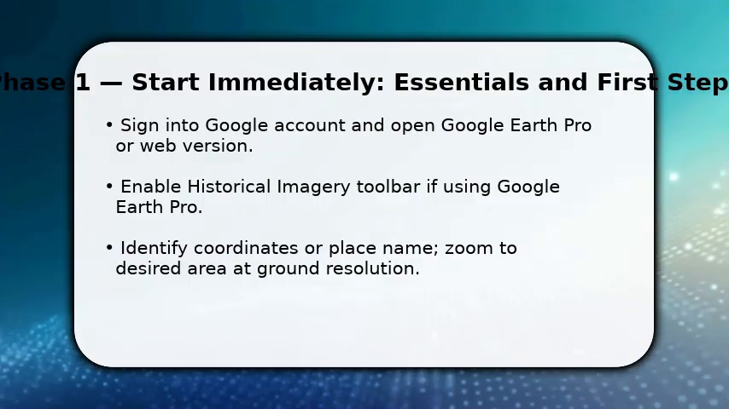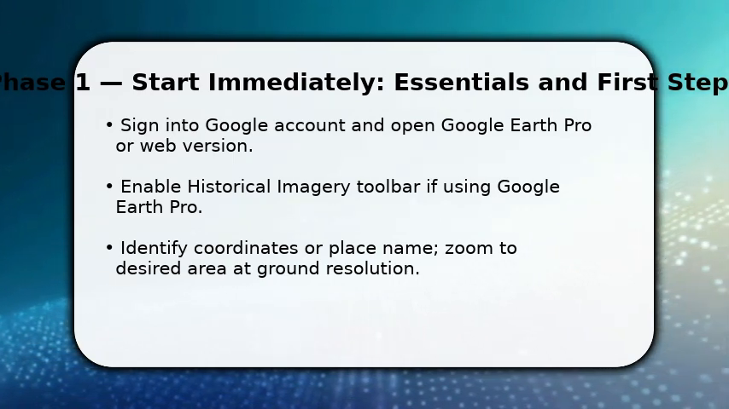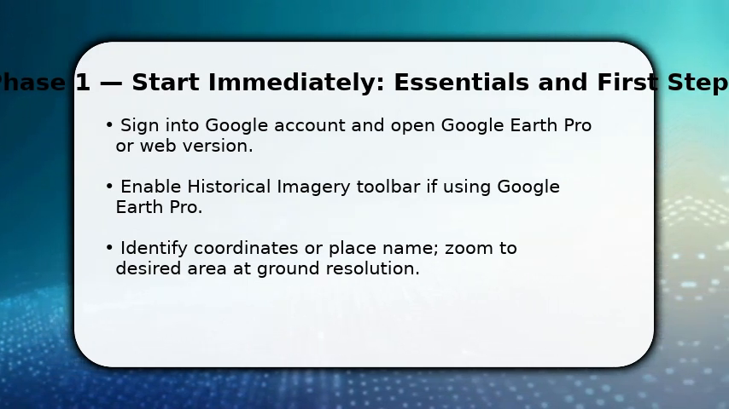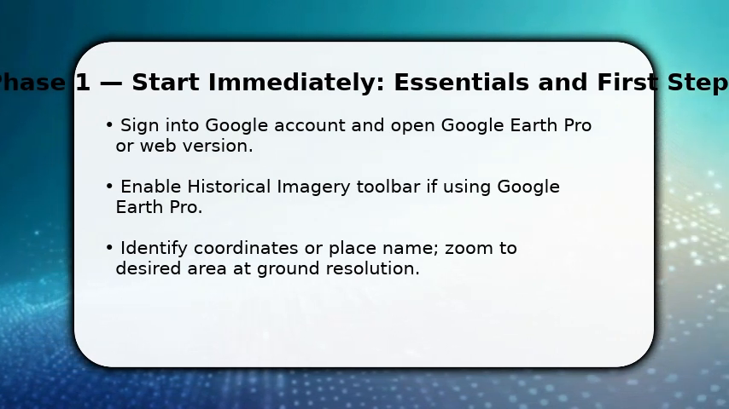You start by signing into your Google account and launching Google Earth Pro or the web app. This gives access to historical data. Once loaded, type the coordinates or place name and zoom in until terrain and structures are clear.